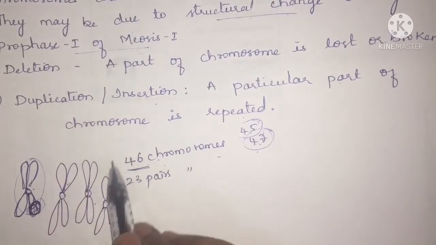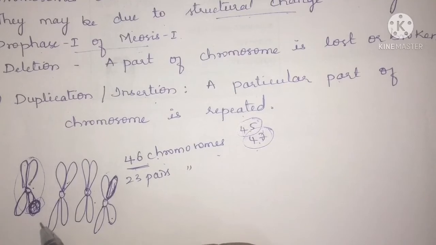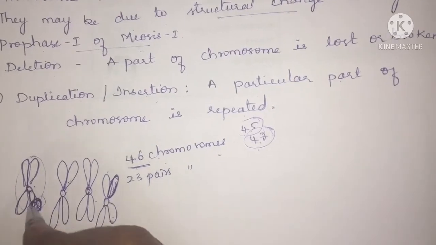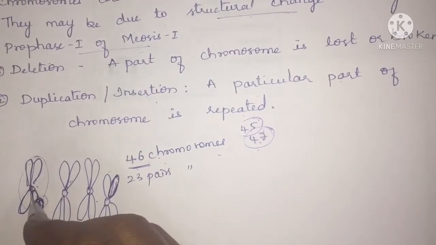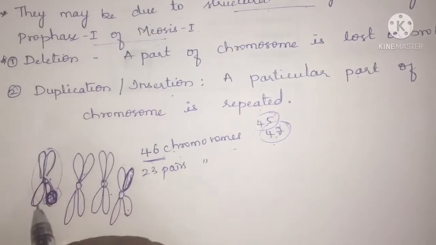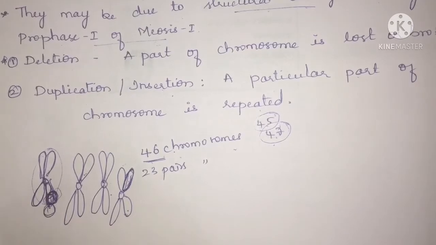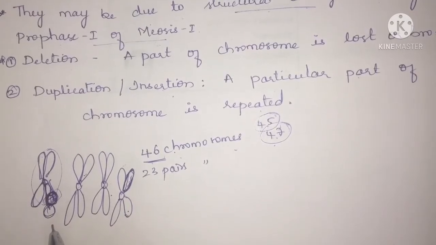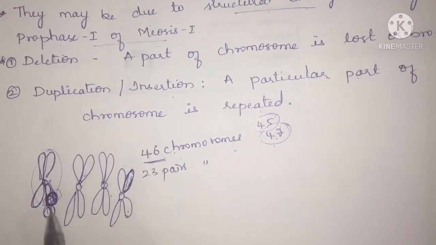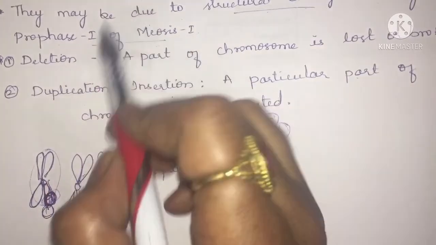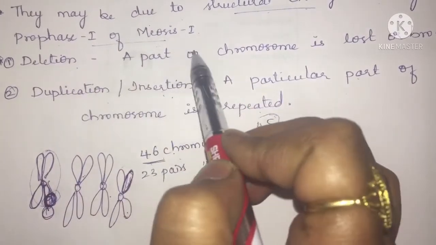If a chromosome or a part of a chromosome has been added, imagine this is a normal chromosome and it has one more extra copy of the same part of the chromosome, that is also insertion or duplication. So these are the chromosomal mutations: deletion and duplication or insertion.